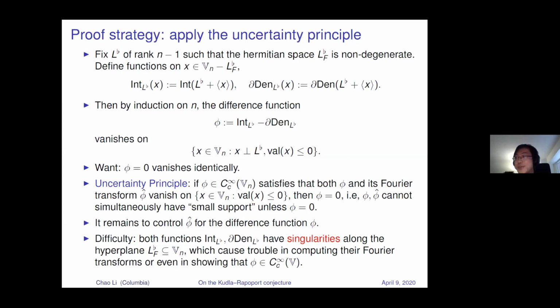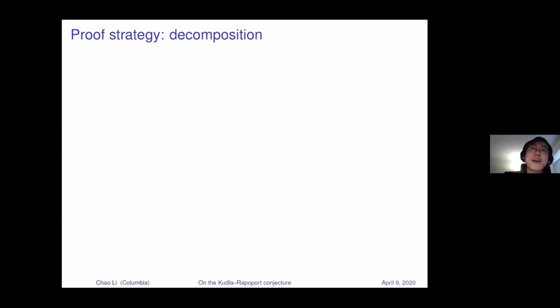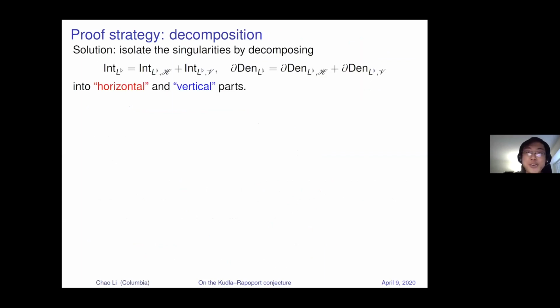Any question about the strategy so far? Okay, so to summarize, I created two functions on the Hermitian space, and I already know the function has very large support. And in order to prove that the function is identically 0, I just need to control the support of its Fourier transform. But the issue is that the Fourier transform is not easy to compute because the function itself may have singularities. To solve the problem, I need to isolate the singularity, and its solution is given by the following decomposition.